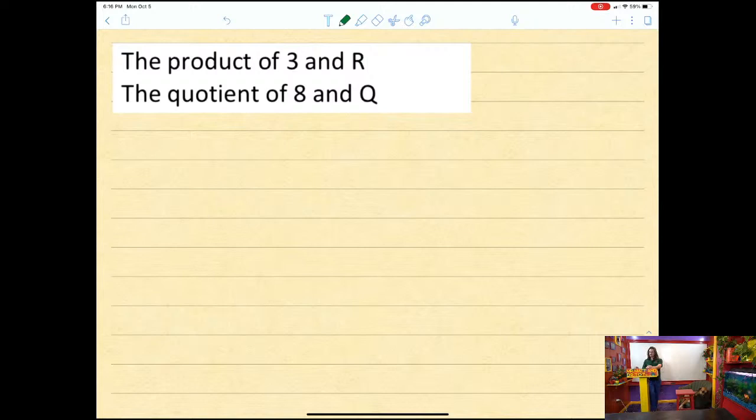So remember, product is the answer to a multiplication problem. So you want to multiply here. We usually use the verb times when we write that out. You could also say multiplied by, but usually you'd say something times the other. Quotient is the answer to a division problem, so you're going to want to divide these two.